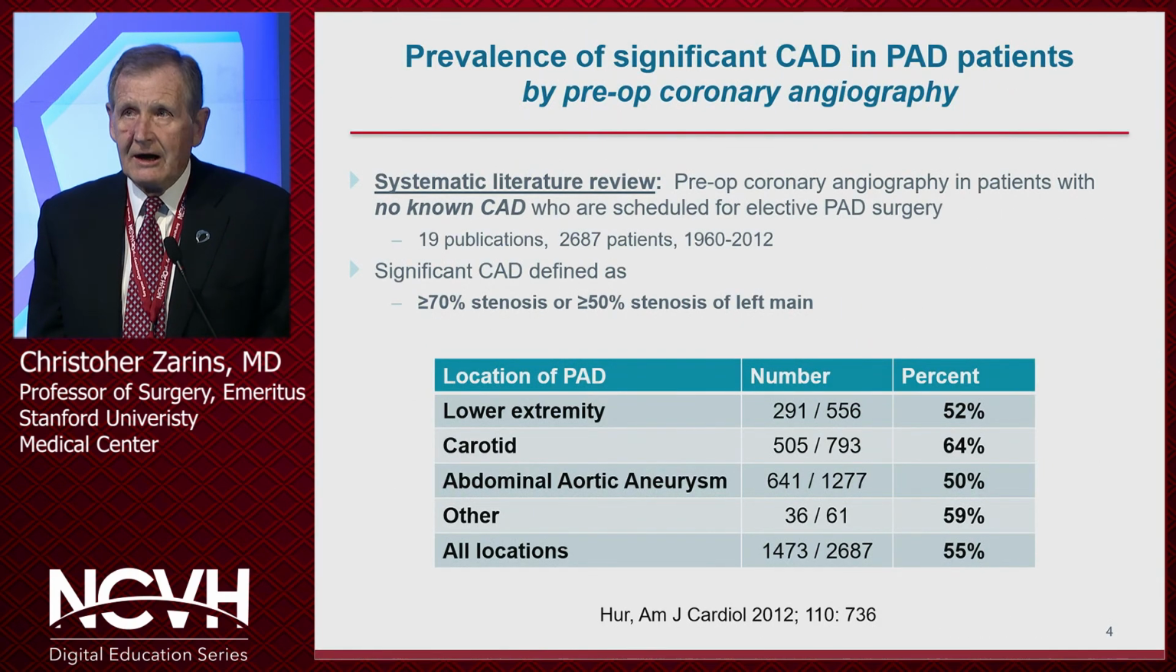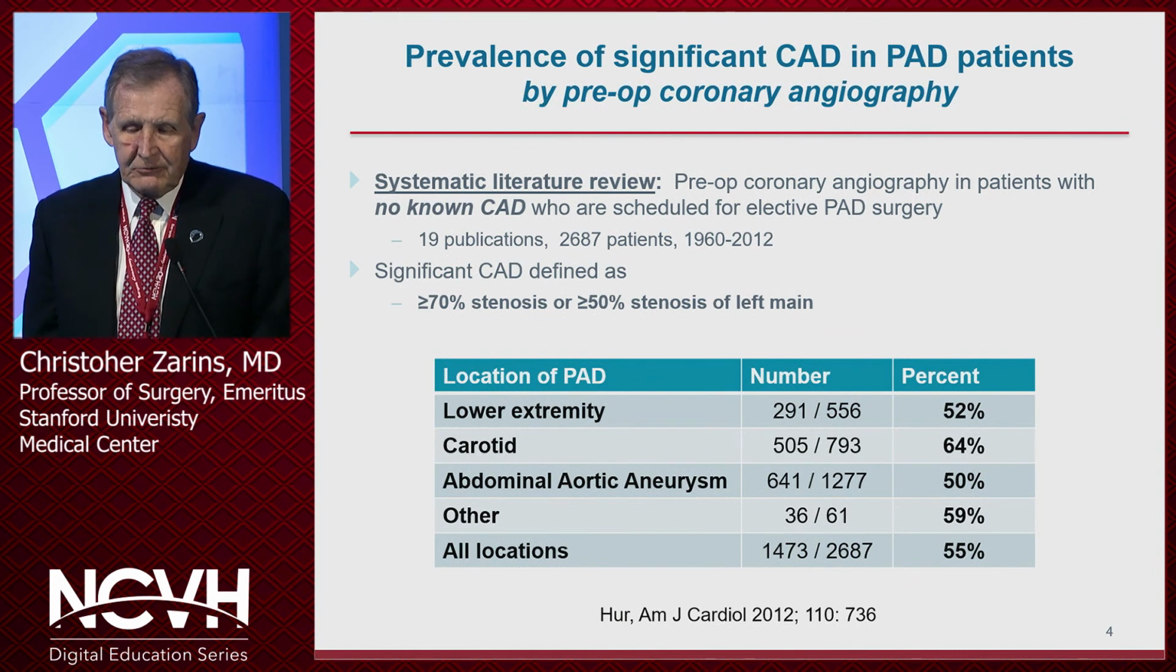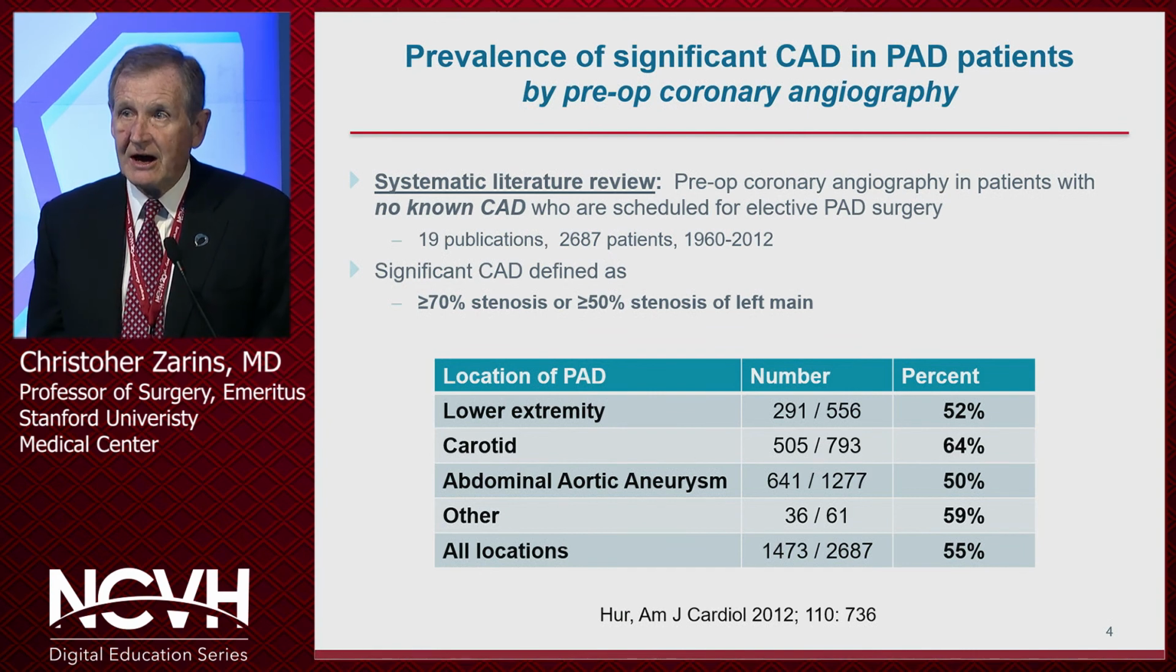Well, why do you die? Well, it's because you have coronary artery disease. For 50 years, we have known that peripheral arterial disease patients have coronary disease, and that's been proved by coronary angiography. This is a literature review. More than 50% of all patients with PAD have documented coronary disease by coronary angiography.